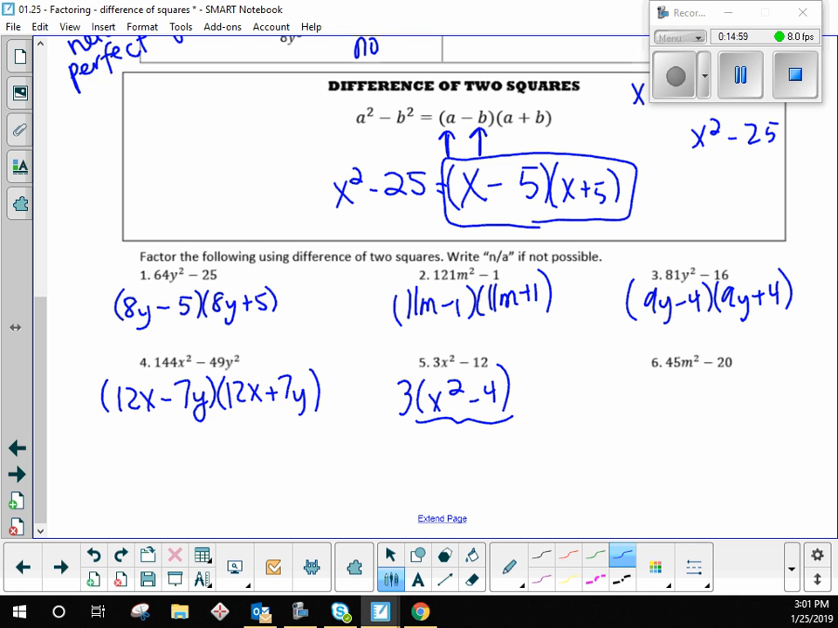X squared minus 4. That's two perfect squares being subtracted. 3x plus 2, 3x minus 2. Yes. It doesn't matter which order the minus and plus go. Okay, you do 6 like that. Pull the GCF out, then do difference of squares. And raise your hand when you're done.